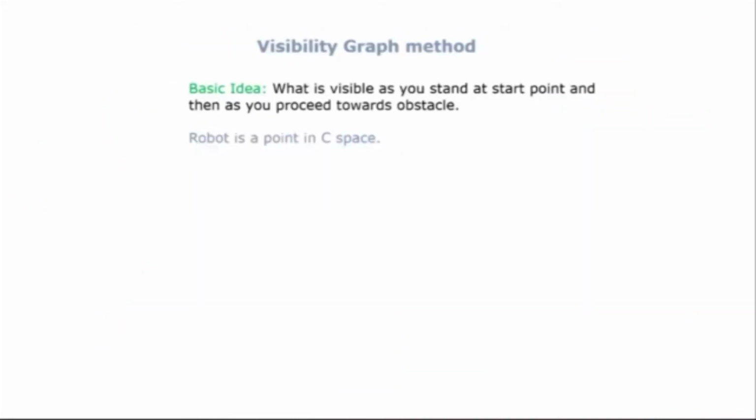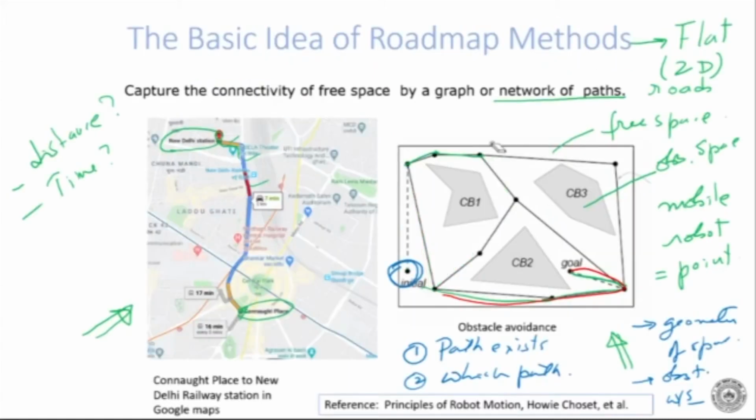Now visibility graph methods. How do you make this roadmap? That's what we are looking at now. Once we have the roadmap like this, you can go from the initial point, join the network, then go towards the goal point, depart again and then go to the goal. But then you need the network of paths.